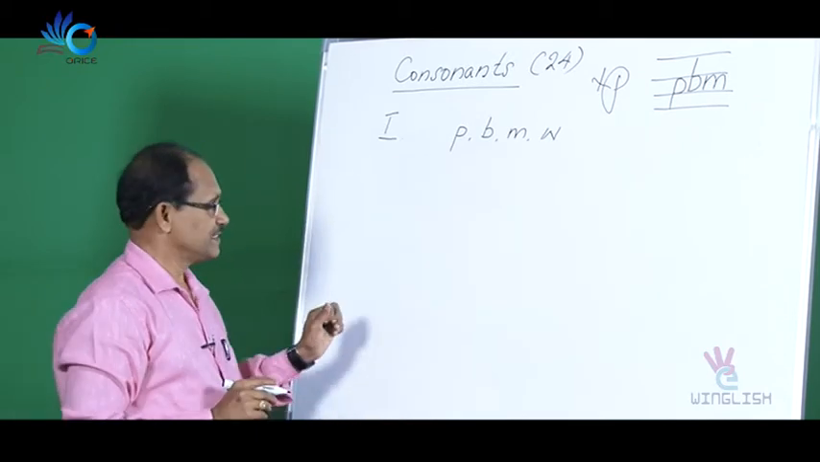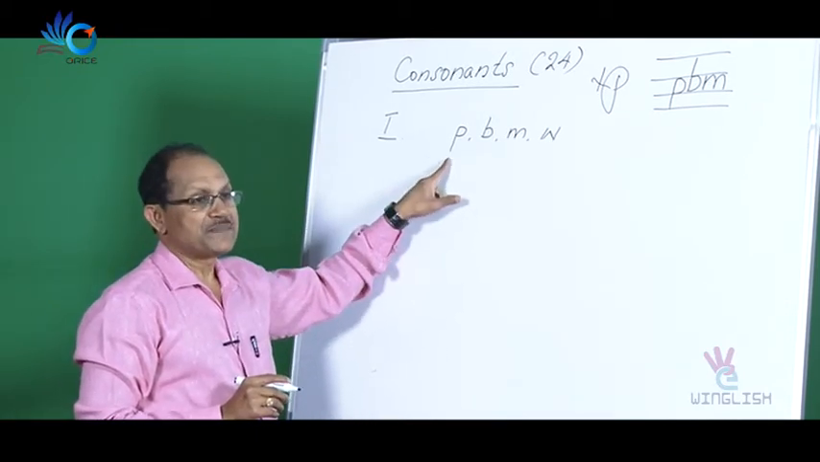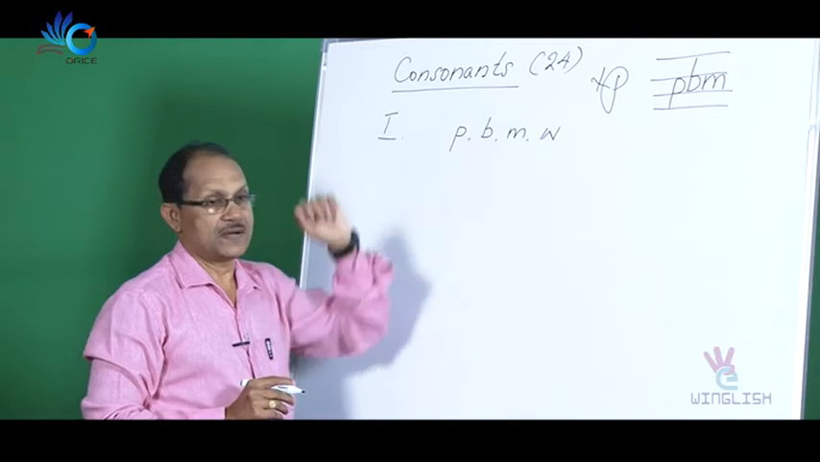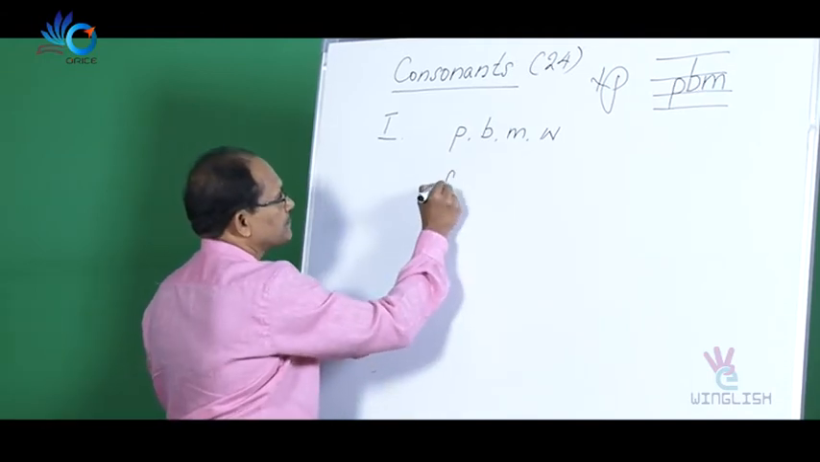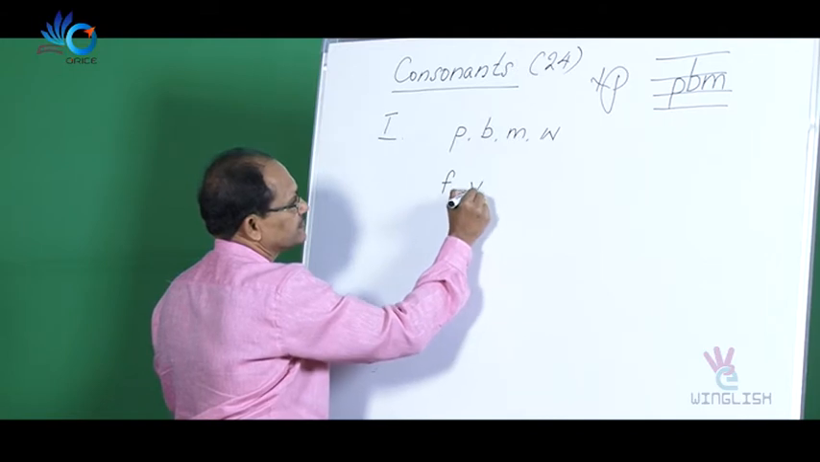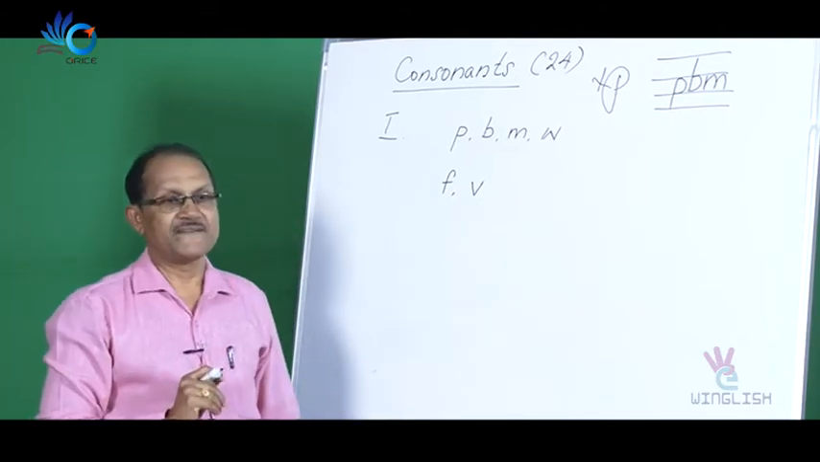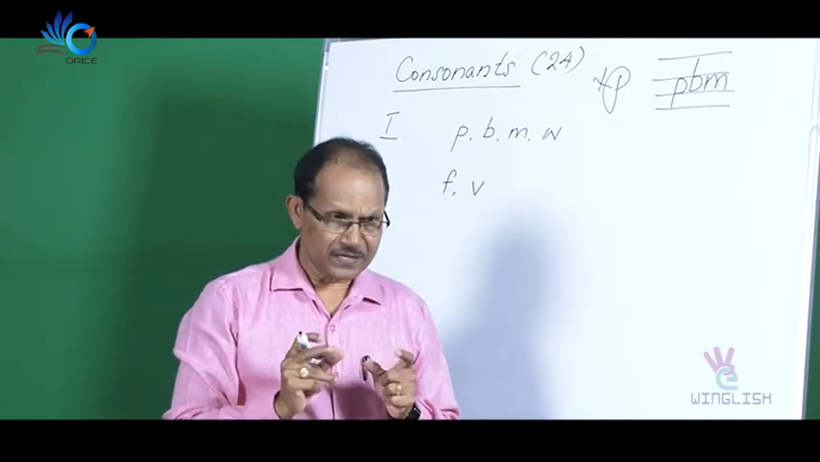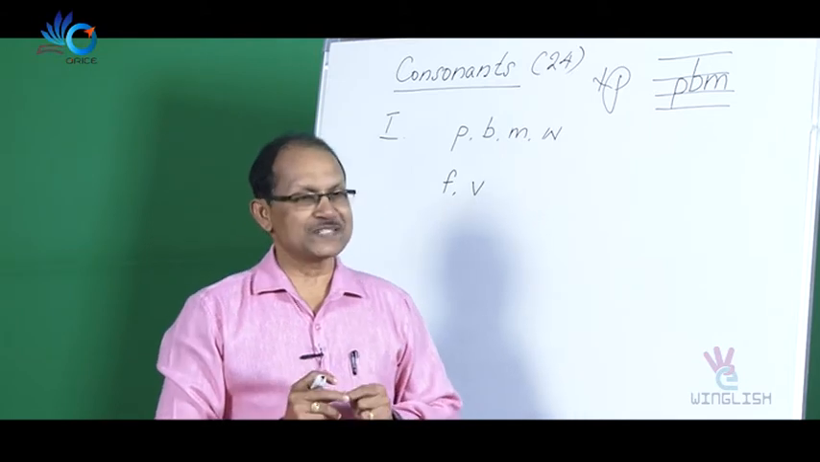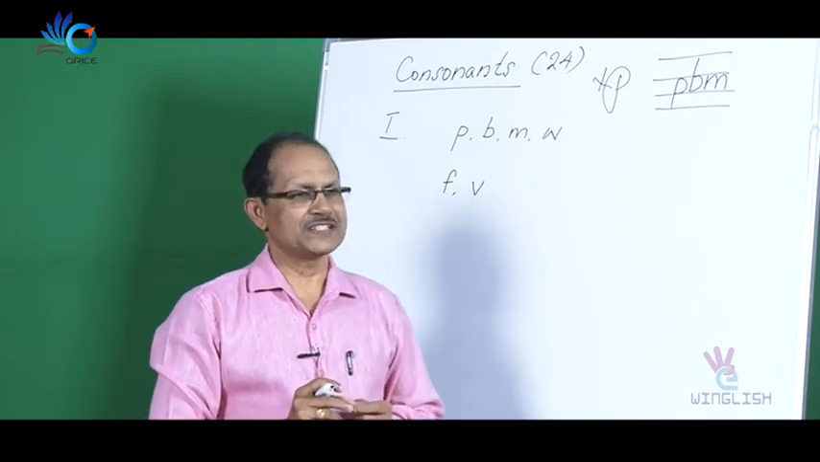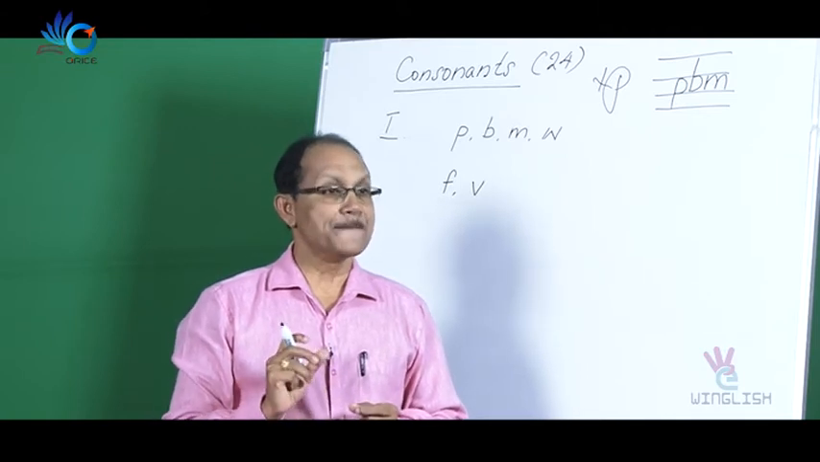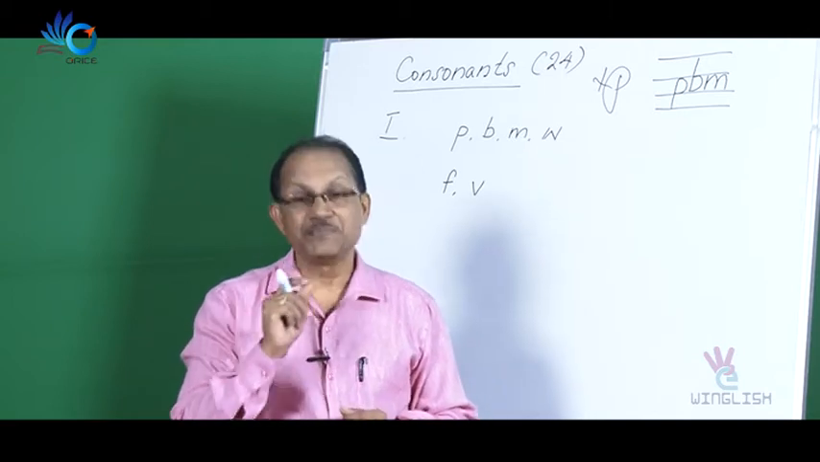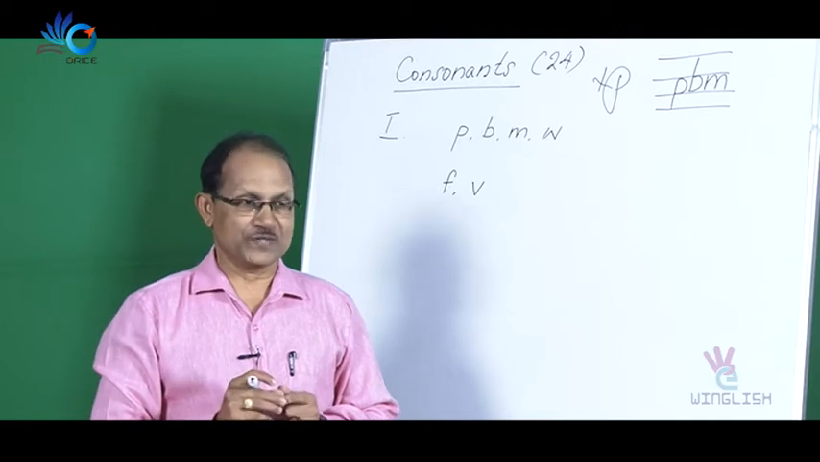These are the symbols and sounds: P, B, M, W. Then F, V. Okay, can you give me the organs involved, the articulators involved when we articulate these consonants? P, B, M, W. Which are the articulators? Lips. Good. The lips are involved.